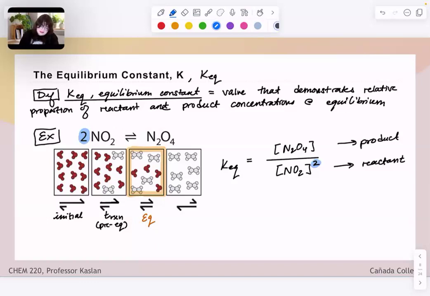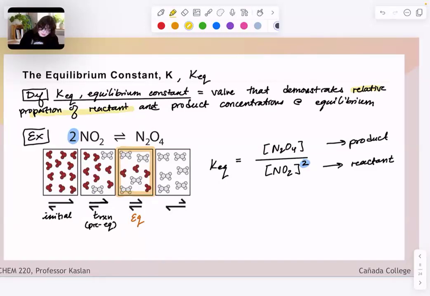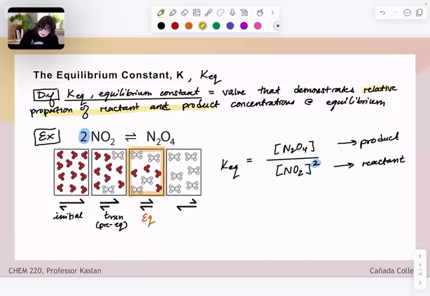And this is the proportion of reactant and product. And again, this is an equilibrium constant if these are a proportion of reactant and product concentrations at equilibrium. So sub EQ, these are only true for the concentrations that exist in our state of equilibrium. So we cannot get an equilibrium constant if we are not looking at equilibrium concentrations.